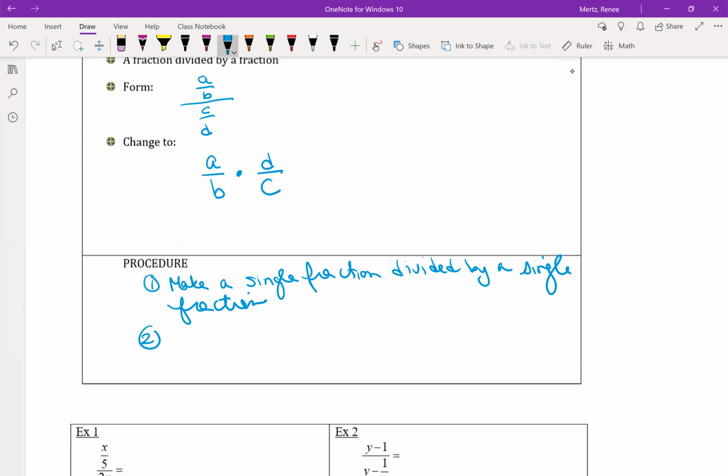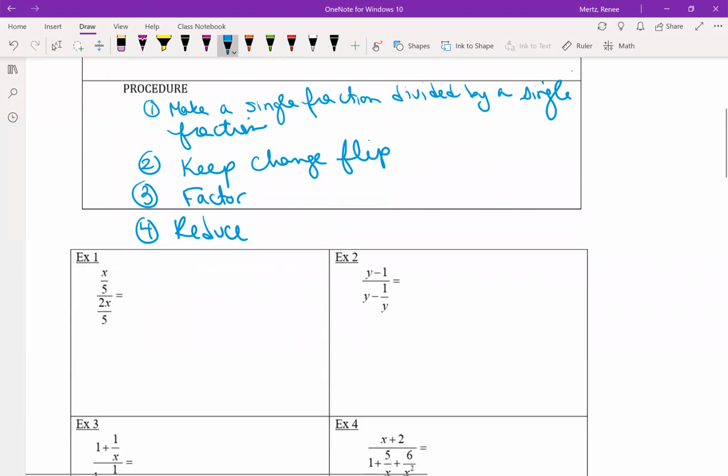Step 2 is to keep, change, flip, or multiply by the reciprocal. Step 3 is to factor. Step 4 is to reduce. All right, so let's look at a few.